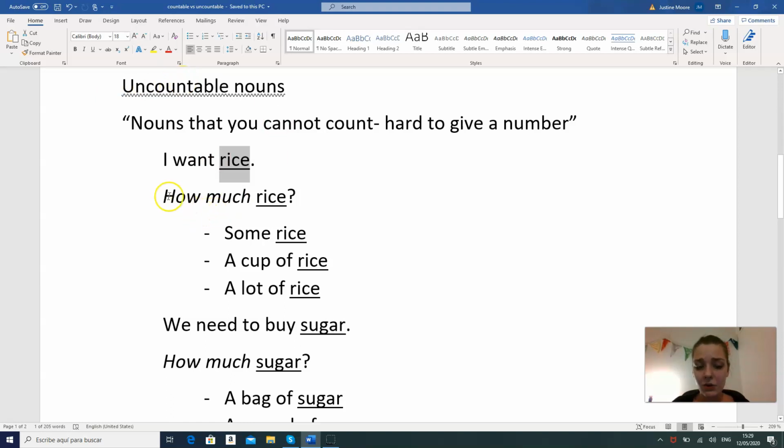It's uncountable, so it's how much. With uncountable, you use different words, not numbers. Some rice. How much rice? Some rice. A cup of rice. A lot of rice. You could even say a kilo of rice. You cannot use numbers. Uncountable, no numbers. You use words like some, a cup, a kilo. And you always ask how much.